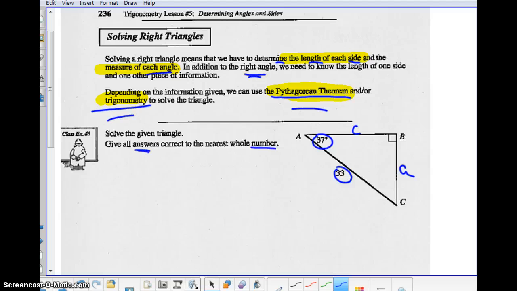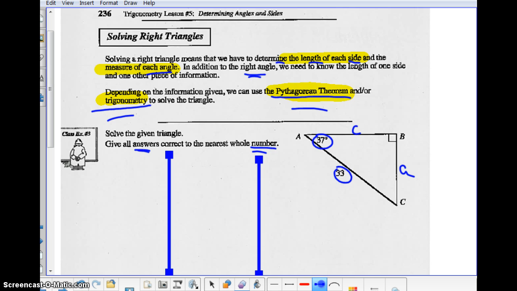So let's make a list of the things we're supposed to find out. All answers correct to the nearest whole number. So I want you to put some little vertical bars to separate this. So I've got 3 things I need to find out. And I'm going to organize my work. I've got to find out, and I'm going to highlight those things. I've got to find out this angle here. I have to find out this side, and I have to find out this side. Everything else I know.